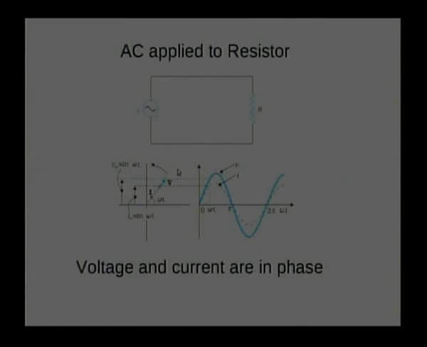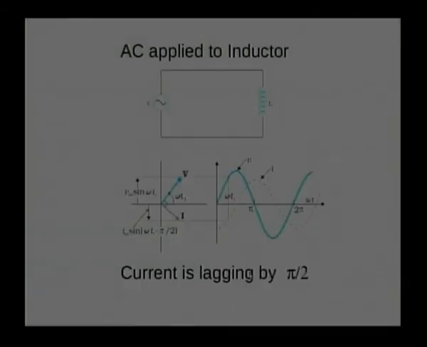Here you can see a circuit, an AC is applied to a resistor, and below here you see the voltage waveform and also the current waveform. Both are in phase, that means they rise at the same time. When the voltage is rising, the current also is rising, and when voltage is 0, current is also 0. On this side you are seeing the phasor diagram. So, in a resistive circuit, I mean resistor alone, the voltage and current are in phase.